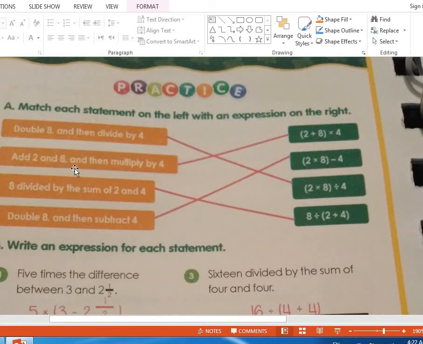Add 2 and 8 and then multiply by 4. Here I have add 2 and 8, then multiply by 4. Can you see here then, so put them in brackets.